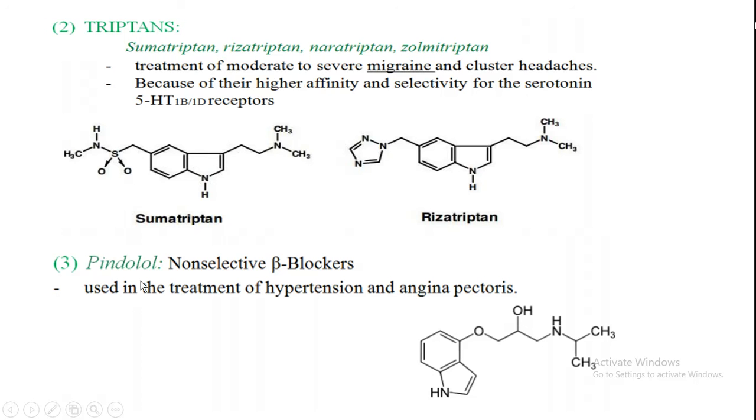Then pindolol, a non-selective beta blocker. That means it is used to lower hypertension or BP, mainly hypertension. It is used in the treatment of hypertension and angina pectoris. This is the structure of pindolol. Here also you see this is the structure of indole. Okay, so the basic structure, or it is a derivative of indole. So I hope you have understood. Thank you.